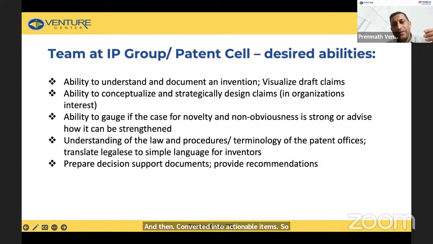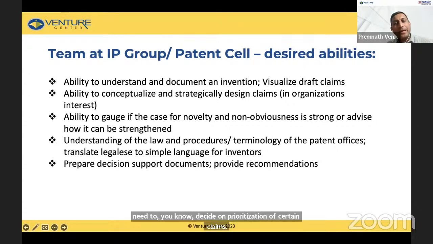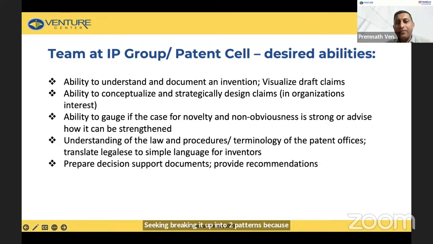So you may need to decide on prioritization of certain claims first, breaking it up into two patents because the examiner won't allow it, or whatever it is. Those have to be explained, and it cannot be assumed that the inventor will understand it. And very often inventors get turned off by the legalese in those documents. You need to convert it into simple language. You also need to sometimes prepare support documents, decision support documents, and provide recommendations, right?